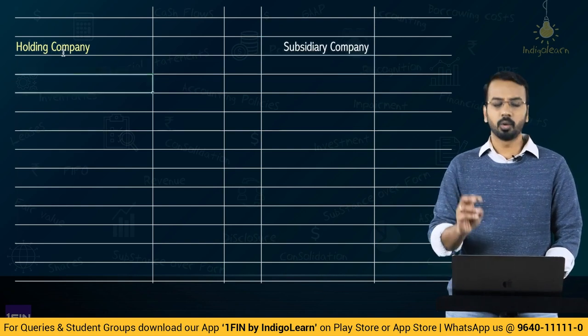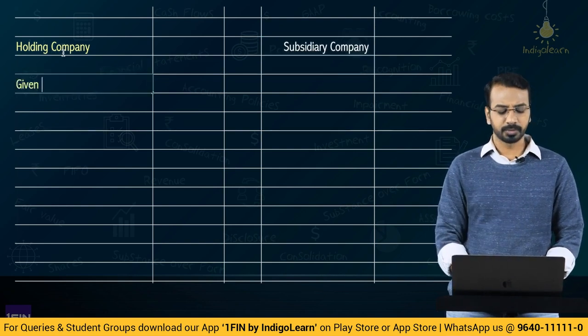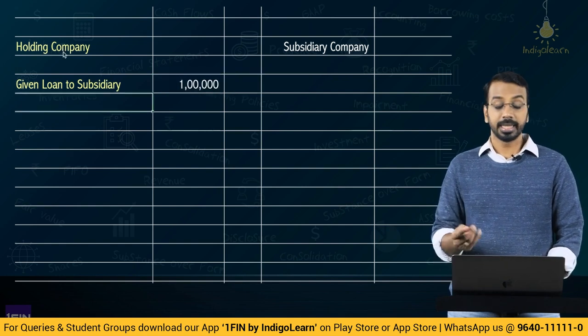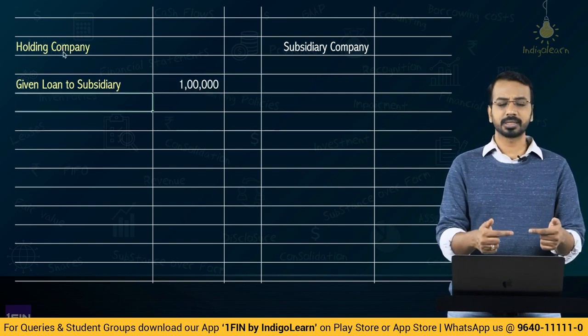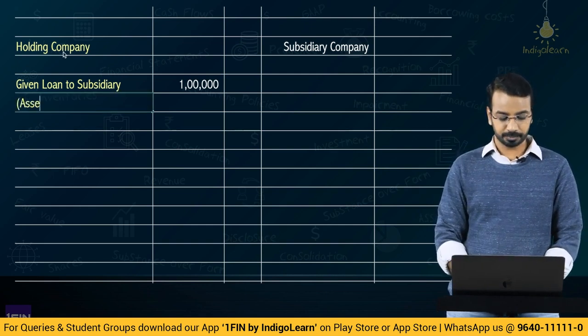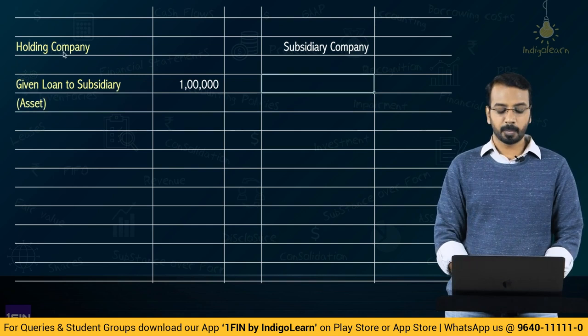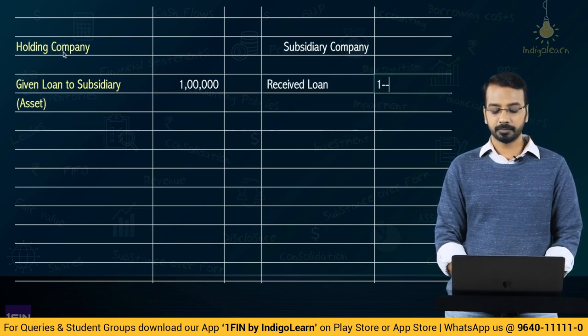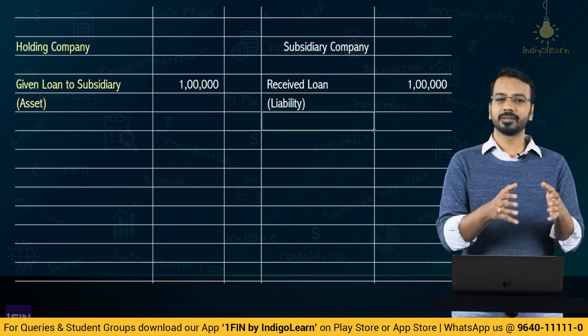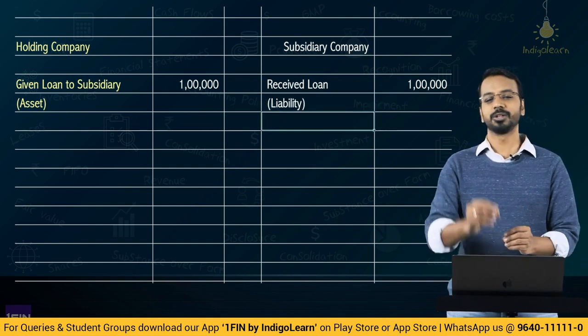Now, this holding company, for example, has given a loan to the subsidiary of 1 lakh. Forget the currency for a moment, right? So, here in the holding company books, what is this? This is an asset, right? Because it has given a loan, this is an asset. In the subsidiary company, they have received a loan of 1 lakh. This is a liability. Now, think of it as there is a father, there is a son. Father has given a loan to the son.